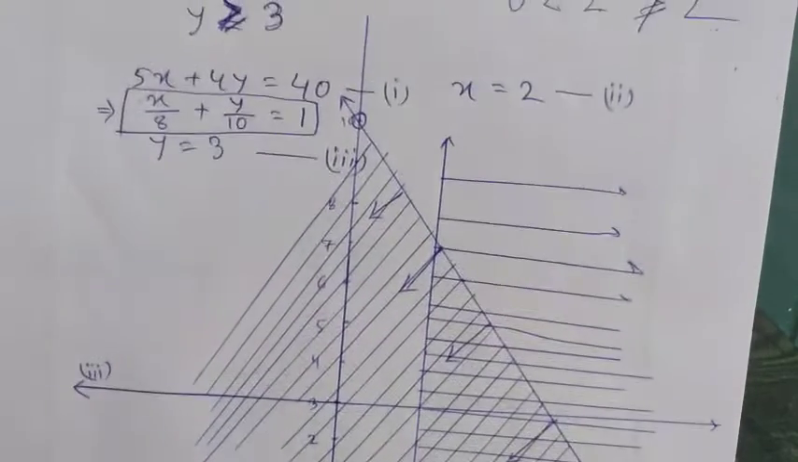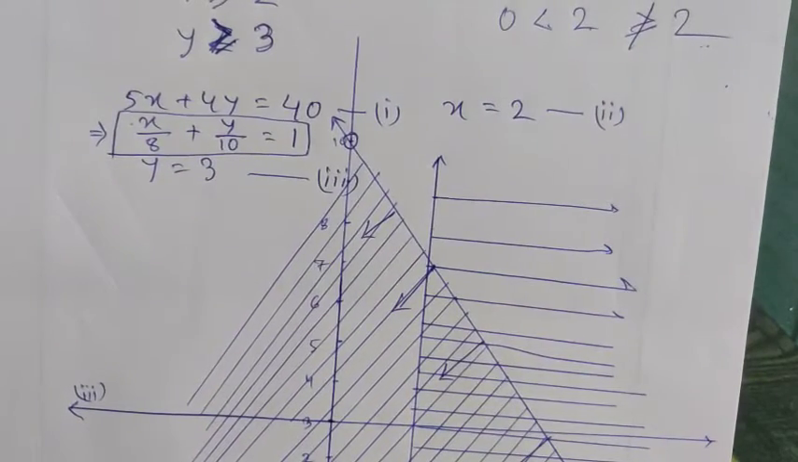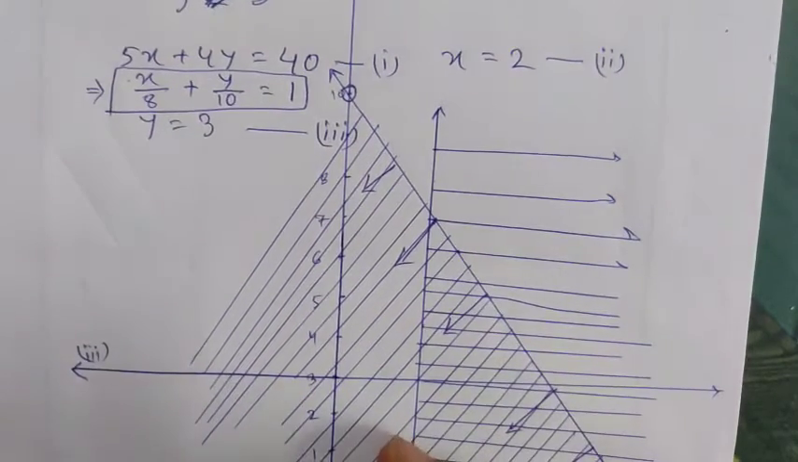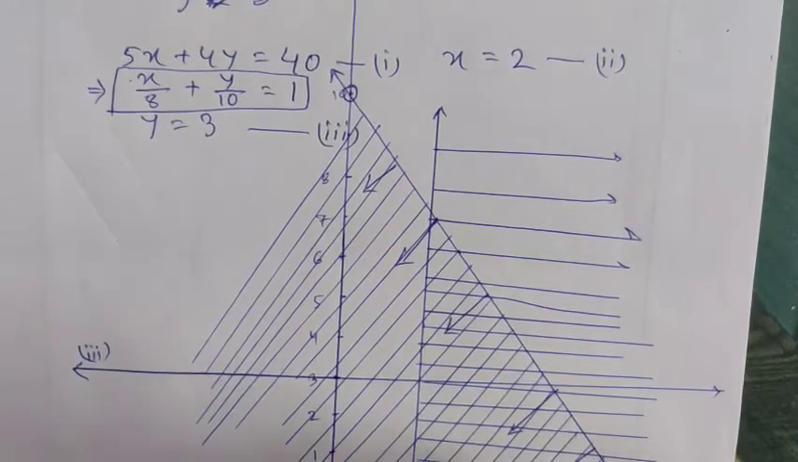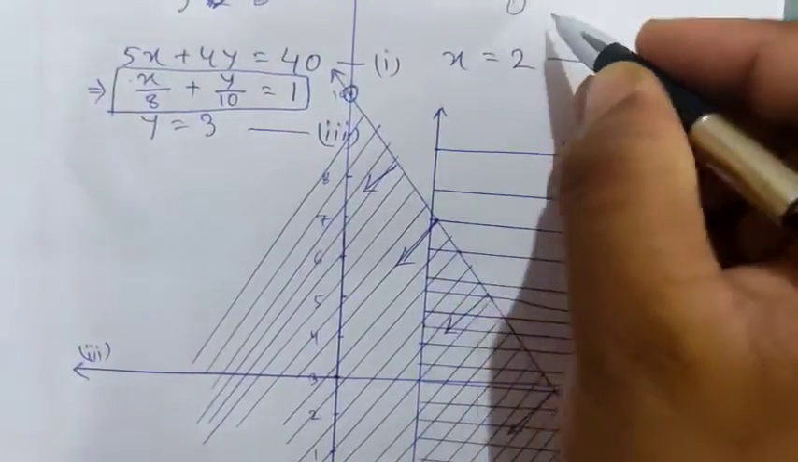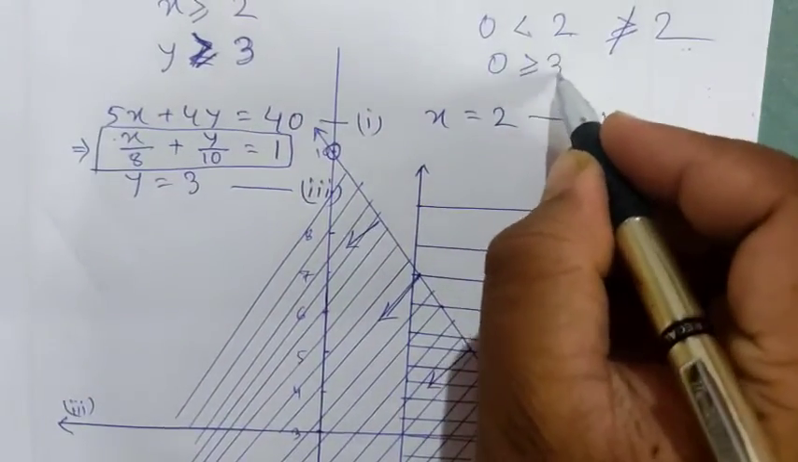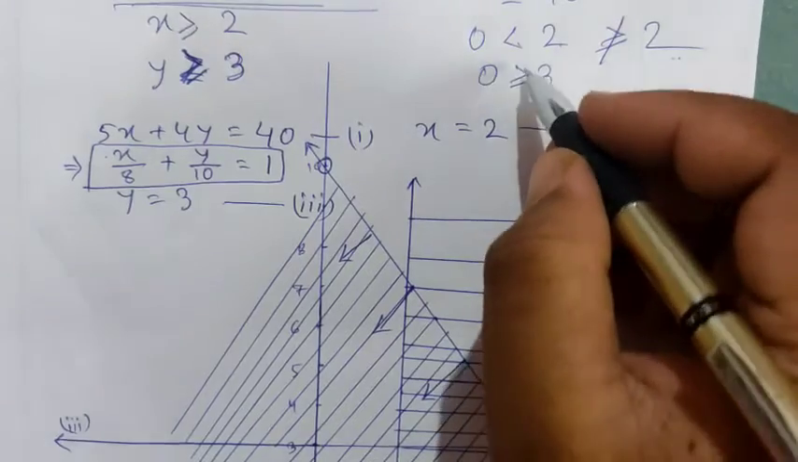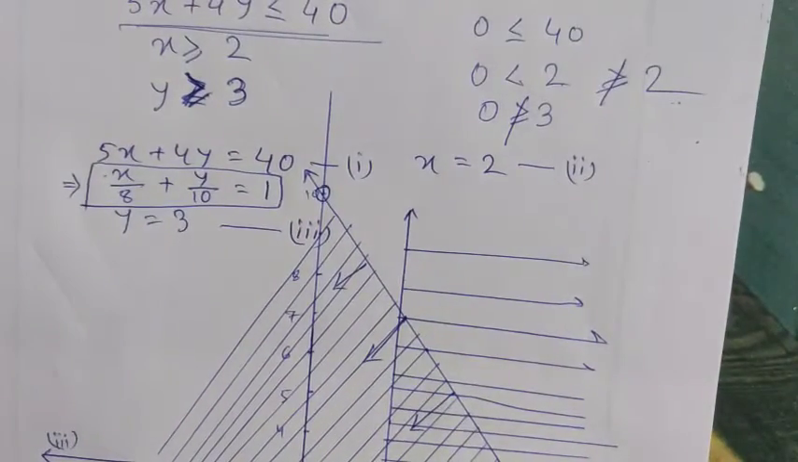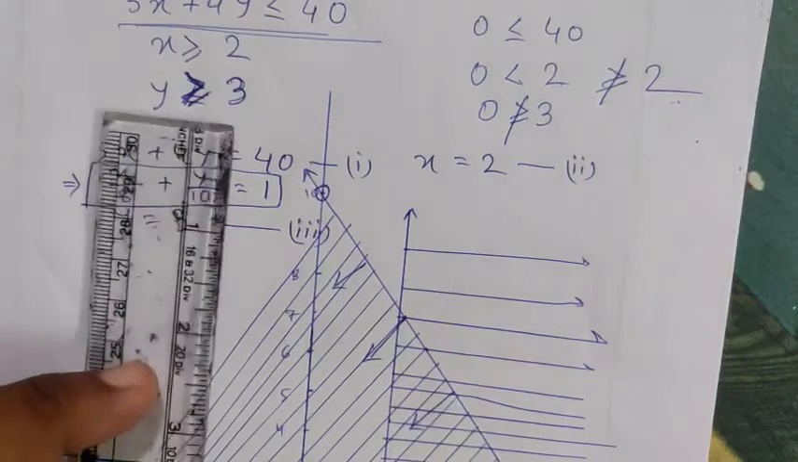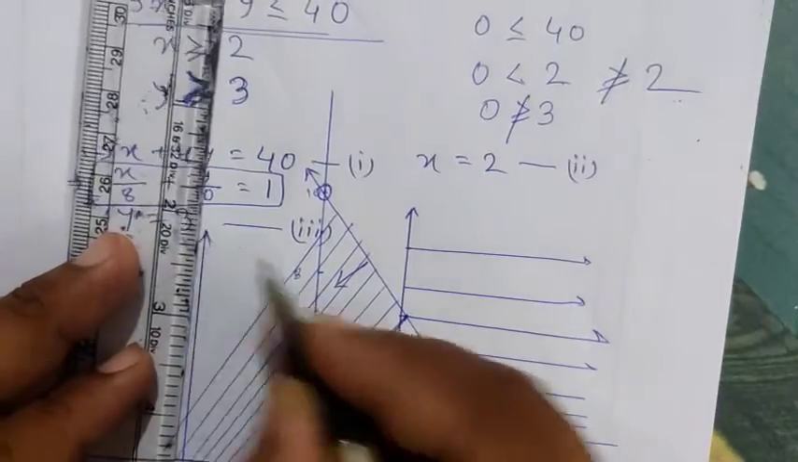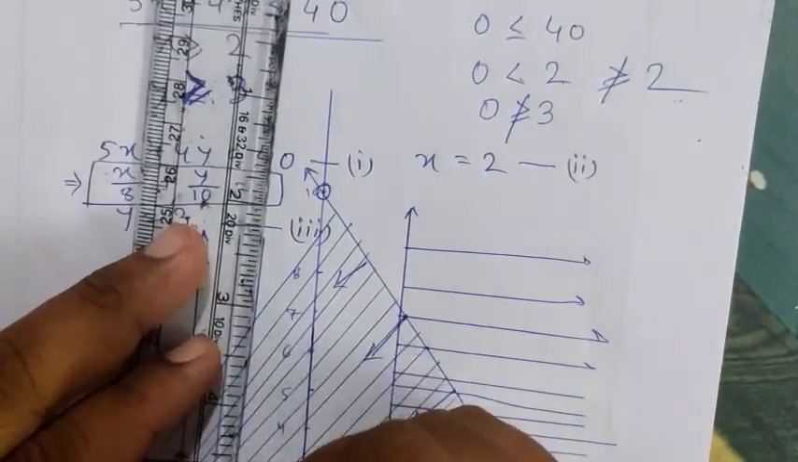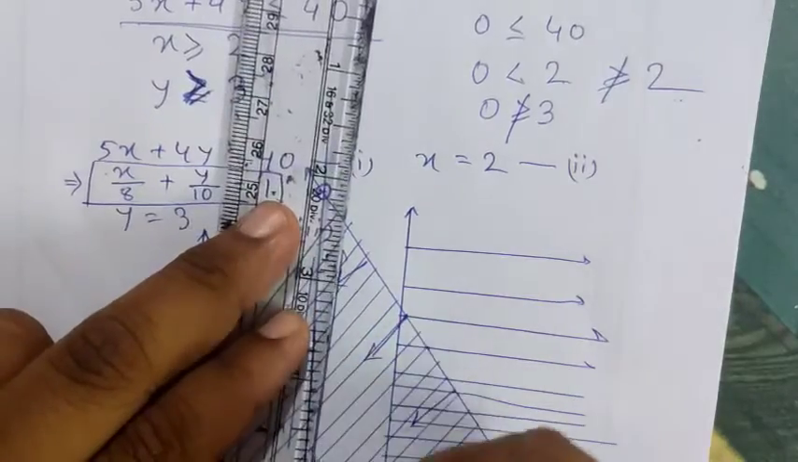Now let's see the third inequation, y greater than or equal to 3. (0, 0) is also not lying on the line y equals 3, so if we put (0, 0) there, again we get 0 greater than or equal to 3, which is not satisfying. So (0, 0) should not be in the solution set of inequation 3 as well. So the upper half plane will be the solution set for inequation 3.